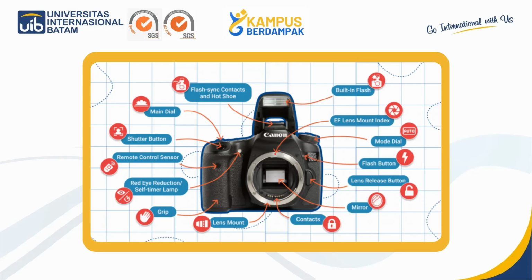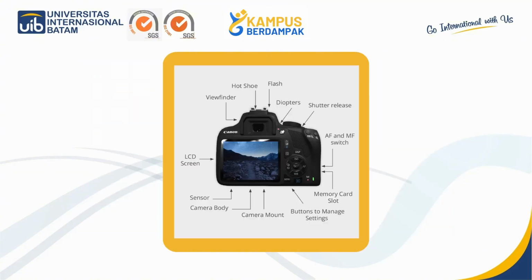Next, we have the red eye reduction. This is what helps minimize the appearance of red eyes that is commonly found in portraits, which is caused by the flash reflecting off the subject's retinas. Next, we have the memory card slot. This is the compartment where all the photos captured by the camera are stored. Next, we have the tripod mount or the camera mount. This is a 1/4-inch threaded hole at the bottom of a camera used to secure the camera to a tripod head, or even a monopod.